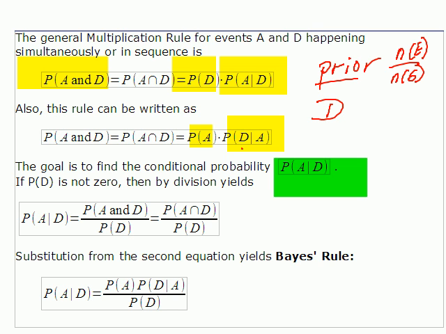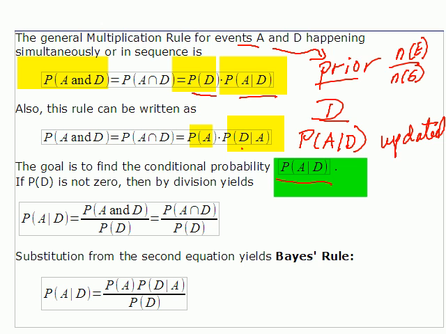So we started with the probability of A. Then D occurs, and now we're going to change. Now we want to know the probability of A given that D has happened. So this is our updated, it's called a posterior probability. You can just look at it as though it's an updated probability. So that's where we're going. This is what we want to do, and we start with the general multiplication rule, and we write it like this. You can write it this way, or you can write it this way.